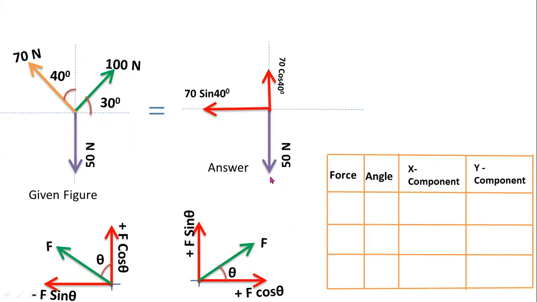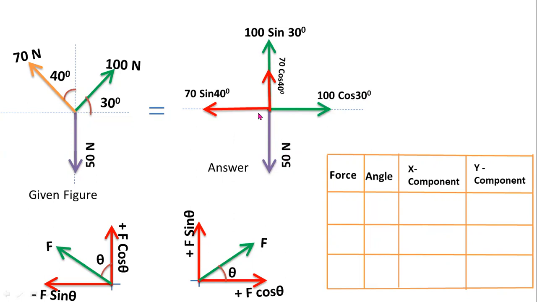So this is the x component. I am drawing the x component like this, 100 cos 30. Now this is the y component. I am drawing this vertical force on the y-axis like this. Here you can observe 70 sin 40 and 100 cos 30. These two are the horizontal forces, that means x components.